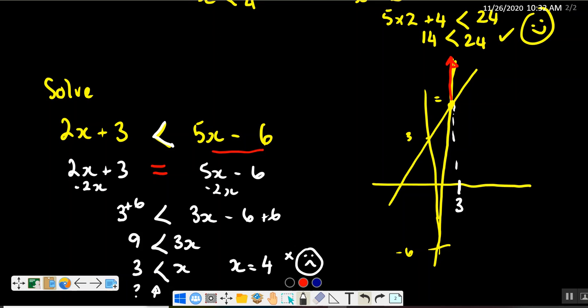If I'm happy with all my steps, which you guys will be because you're good at this stuff, my next step is, well, if x equaling 4 is giving me the wrong way round, if 2x plus 3 is actually greater than 5x minus 6, maybe my sign needs to be the other way round. I would check with x equaling 2 and see whether that's right. And if that's right, I just swap my sign around.